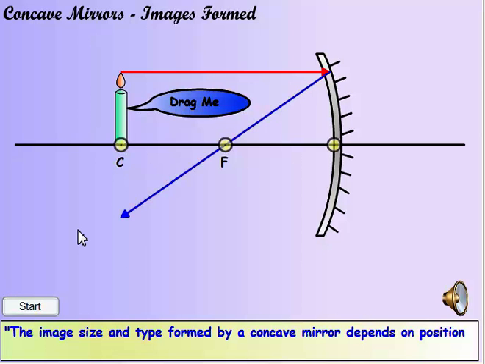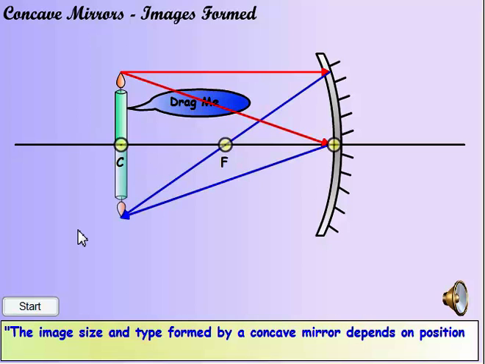Drag the candle along the principal axis and you will see where and how the image forms. You can try placing the candle beyond the center of curvature, at the center of curvature, between the center of curvature and the focus, at the focus, and between the pole and focus. Note the cases where the image is inverted, magnified, and diminished. Also, pay special attention to how the image is formed.